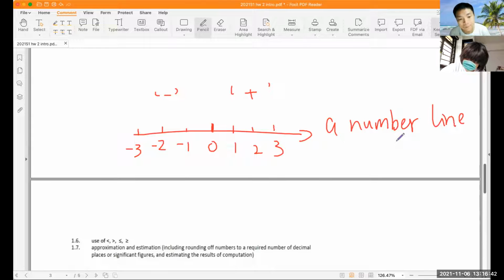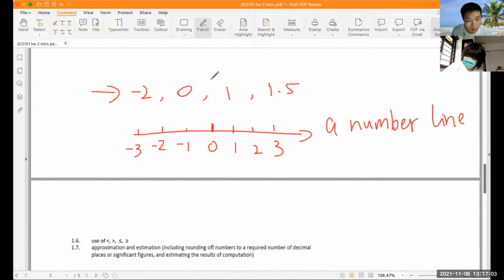Okay, simple. If we are given a few numbers, let's say we are given -2, 0, 1, and 1.5, we need to put all these numbers into a number line. How do we do it? You don't need the -3. You need the -2 because you have a -2 here, so label the -2 here.